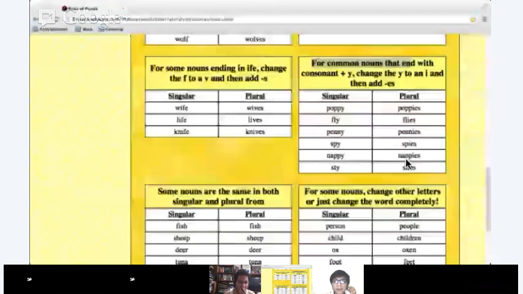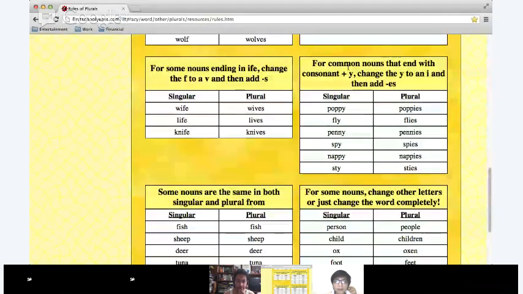Okay, let's check out this next grouping here. This is for Yasin. Yes, teacher, I'm here. Go ahead and read this box. Okay. For common nouns that end with consonant plus Y, change the Y to an I and then add ES. Poppy, poppies. Fly, flies. Penny, pennies. Spy, spies. Nappy, nappies.